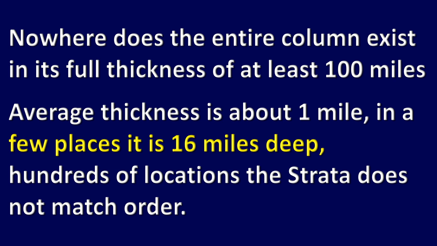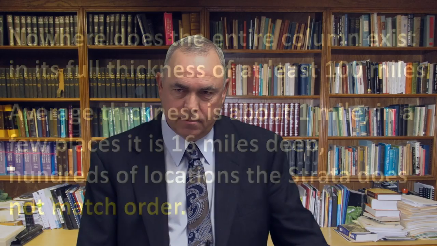And the deepest is 16 miles. So you already see there's a problem with the geologic column, don't you? And here's the other thing that's interesting. In hundreds of locations, the strata does not match the order. Do you have a problem with that? So you understand that means they're finding some fossils that are older than the fossils that are underneath them. But yet, they're going to date those fossils because the circular reasoning says that the trilobite only lived in the Precambrian area. So you've got a few problems with the geologic clock.